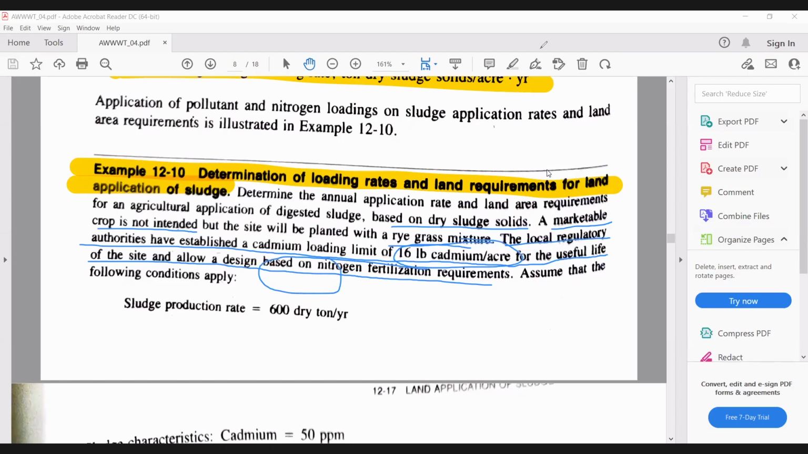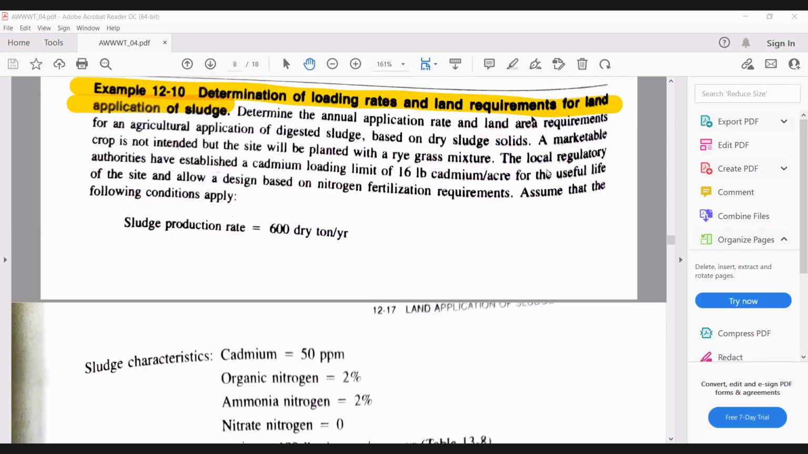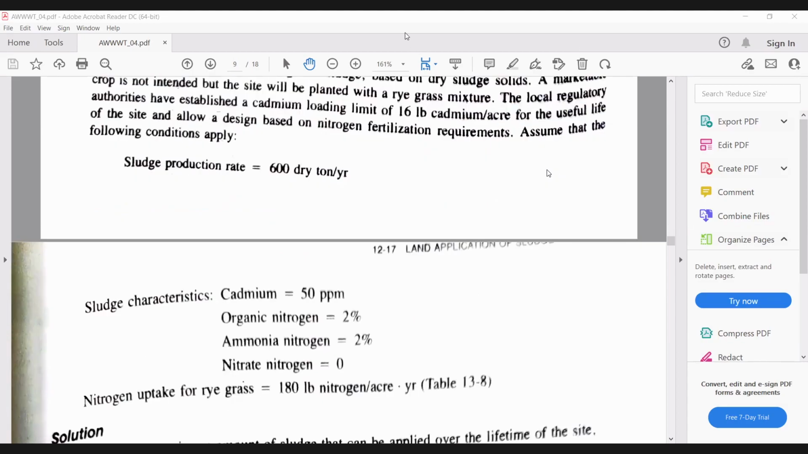Now, these are the assumptions. Based on these assumptions, we are going to calculate the loading rate as well as the land requirement. First, the sludge production rate is given. How much? It is 600 dry tons per year. Next, cadmium is 50. Organic nitrogen is 2%. Ammonia nitrogen is 2%. Nitrate nitrogen is 0. The nitrogen requirement for that particular grass is 180 pounds nitrogen per acre. So this is the requirement of nitrogen.